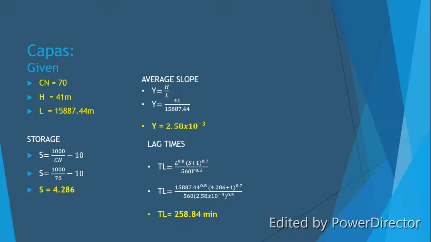The storage for Capas is 4.286. The average slope is 2.58 times 10 raised to negative 3, and the lag time is 258.84 minutes. For Mayantok, Cn is equal to 59, H is equal to 48 meters, and L is equal to 39,884.37 meters. The storage for Mayantok is 6.95.